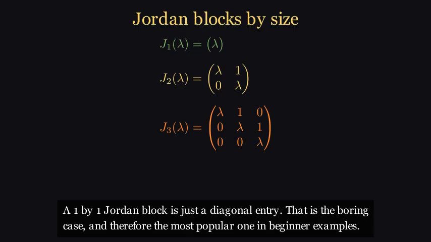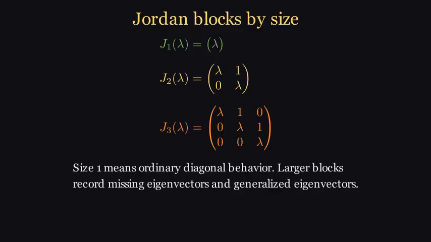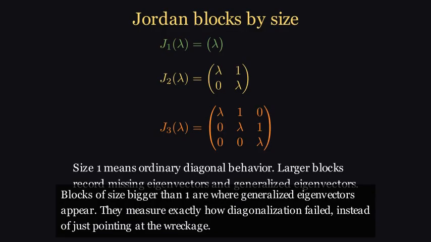A 1x1 Jordan block is just a diagonal entry. That is the boring case, and therefore the most popular one in beginner examples. Blocks of size bigger than 1 are where generalized eigenvectors appear. They measure exactly how diagonalization failed, instead of just pointing at the wreckage.